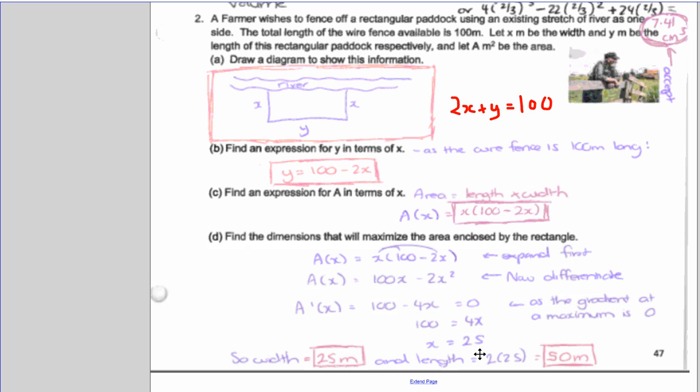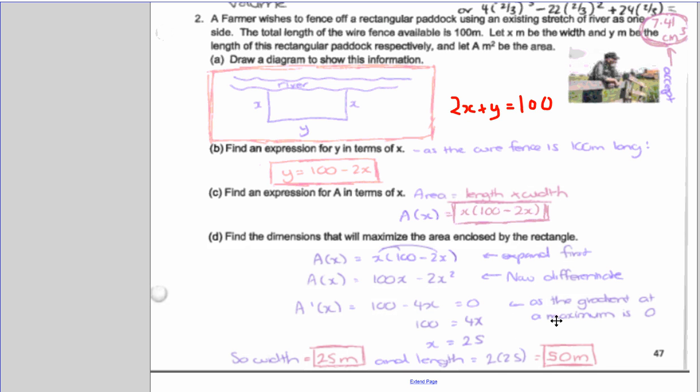So you've found the width. The width is x, which is 25 meters. So the length, remember, is 100 minus 2x. So I said 2 times 25 is 50 meters, but 100 minus 50 is just 50. So instead of saying length equals, you probably should say 100 minus 2 times 25.